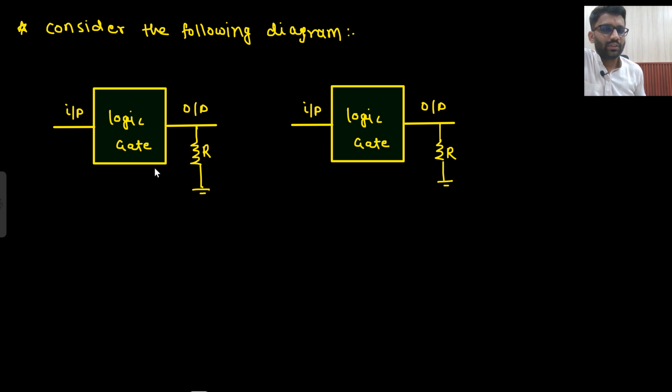Let's just say this is a logic gate. If my output is high, I will call it high state, and if output is low, I will call it low state.